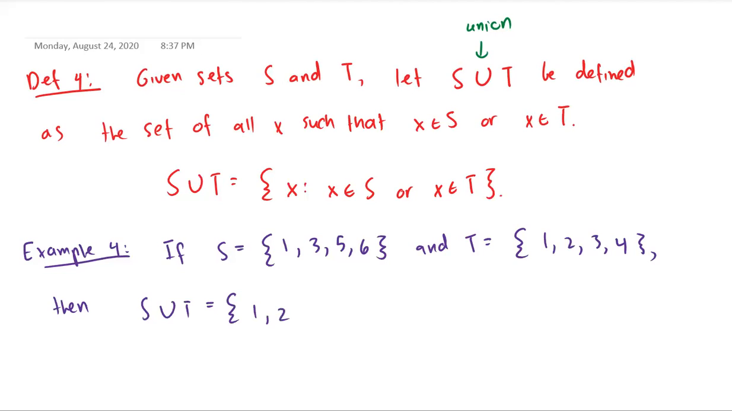So we include 2. 3 is in both of them, so of course we include it. 4, again, is only in the second set, but that's enough. So we include it in the union. We include any element that is in at least one of the sets. Okay? 5 is only in the first set, we count it in, and then 6 is only in the first set. And that's how the union works. Basically, look at all of the elements that appear in at least one of them and include them in the union. So that's the union operation.